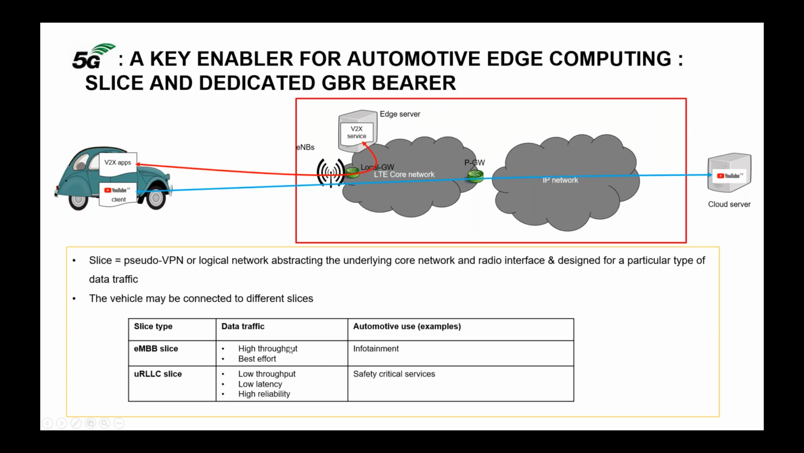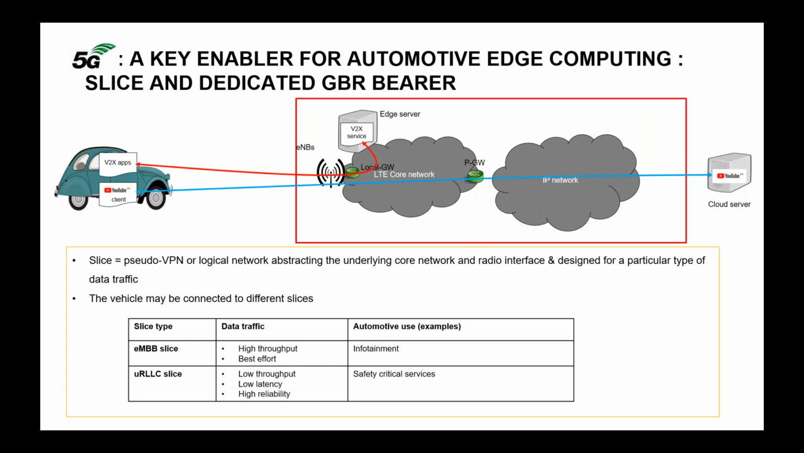They can have different billing policies, meaning that the infotainment over the eMBB slice can be paid by the car user, while the data over the URLLC slice, since they are used for the driving of the car, can be paid by the car OEM.